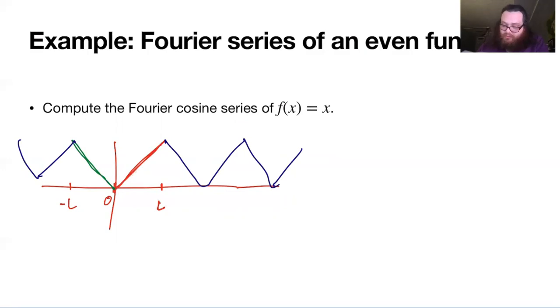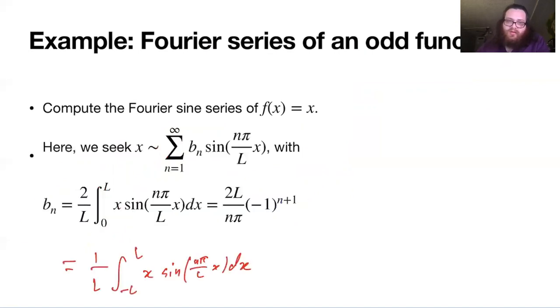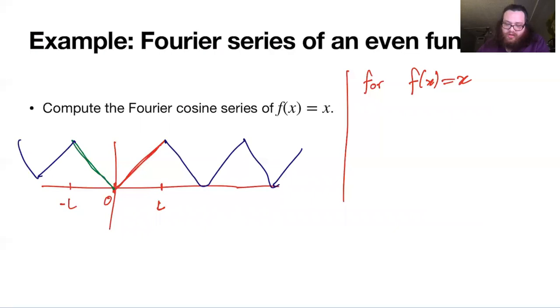And what we can do is actually explicitly write down, for f of x equals x, let's compare how this kind of problem differed from, where was it? Way back over here. Here we took the odd extension and we got something like that. Over here, we're taking the even extension and getting something like that. And so in this case, we can say for f of x equals x on 0 less than x less than L, so on just this half interval.